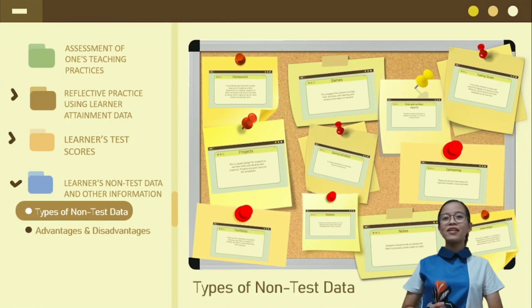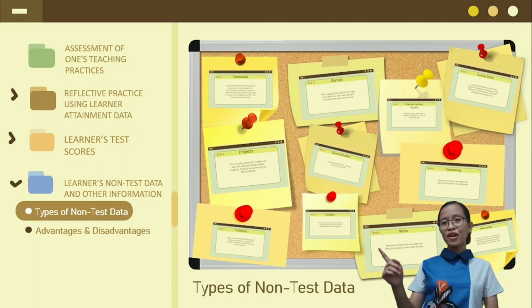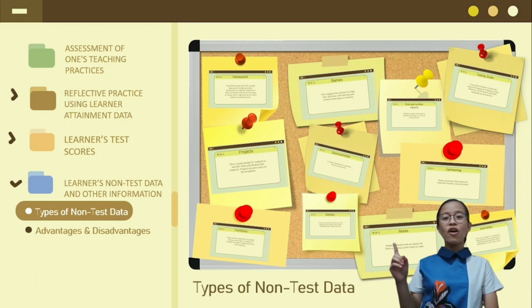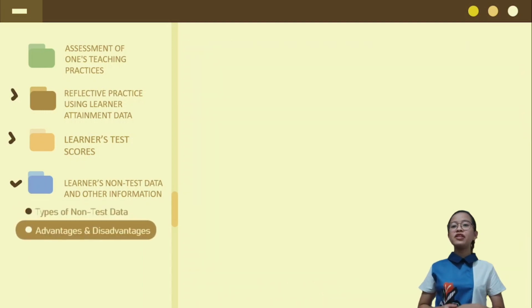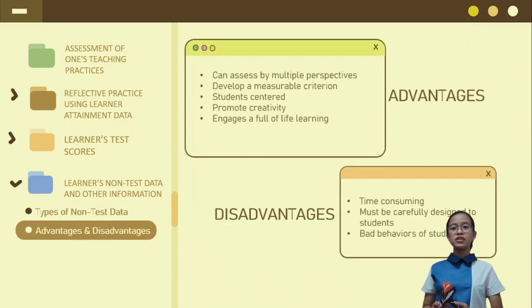Since we already tackle all the types of non-test data, again, what are the types of non-test data? So we have homework, projects, portfolios, debates, demonstration, games, oral and written reports, rating scales, cartooning, notes, and internship. Now, let's proceed to the advantages and disadvantages of non-test data.